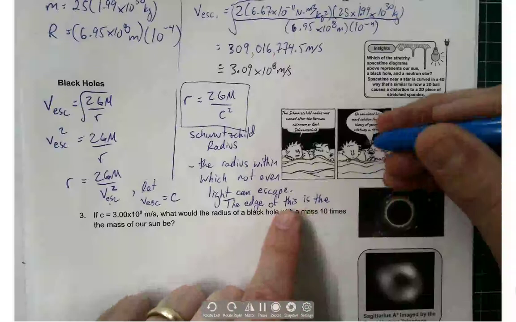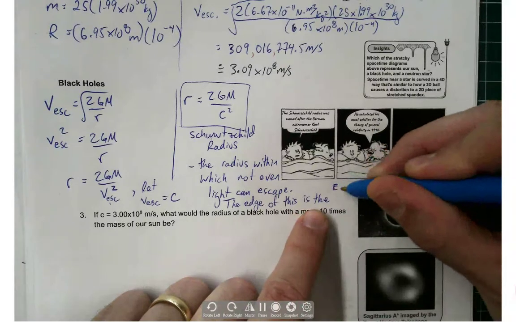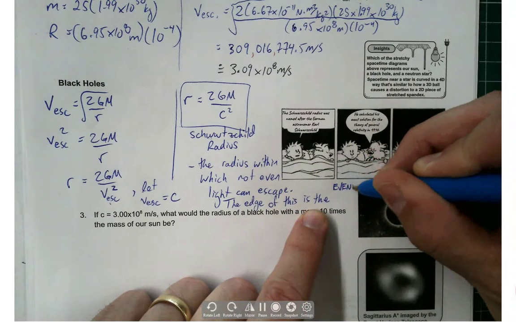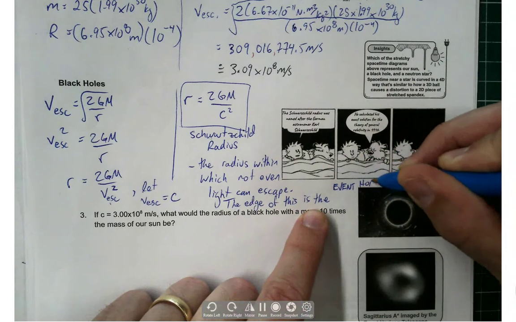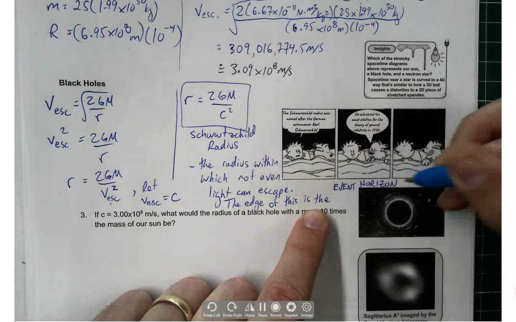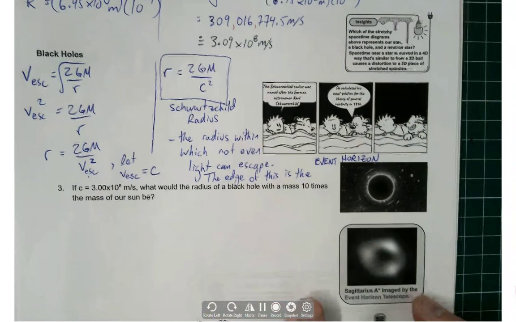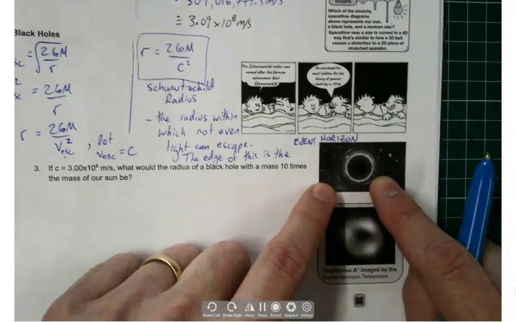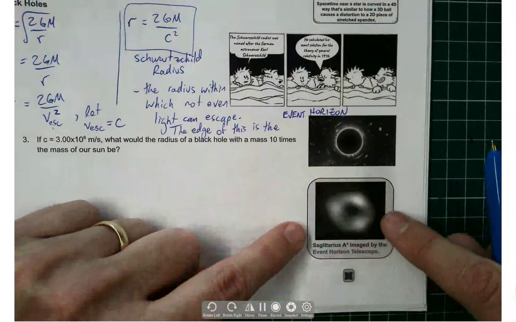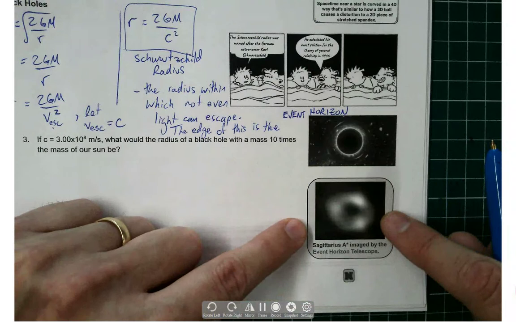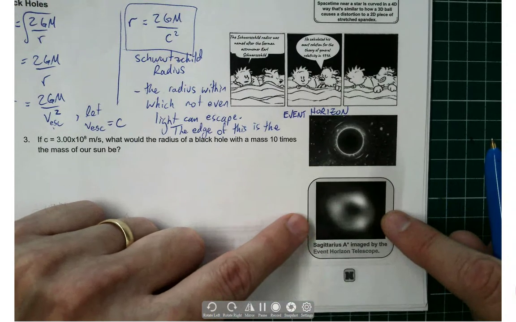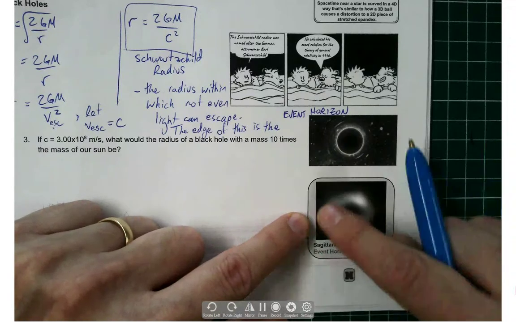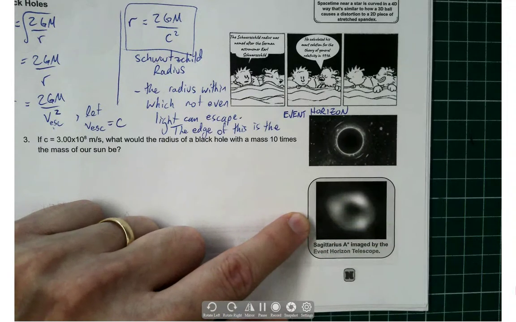All right. So the edge of this is the event horizon. I ran out of space. And I have here an artist's rendition of a black hole, but then just below, I have an orbiting telescope picture of a black hole, and the glowing ring around it is that event horizon. Okay.